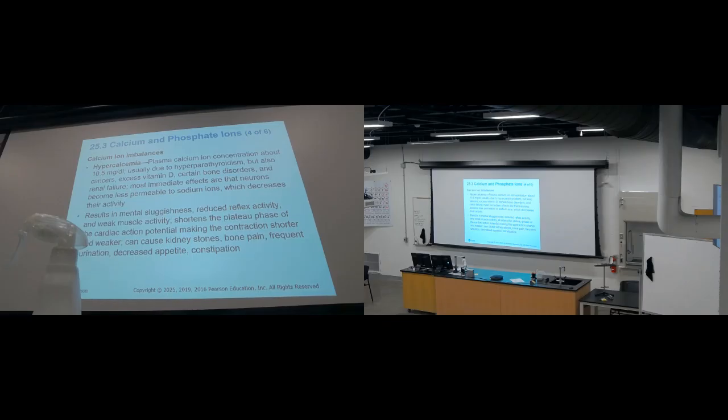And then what can happen if someone has hypercalcemia? They will have mental sluggishness, reduced reflex activity, weak muscle activity, shortening of the plateau phase of the action potential in the cardiac muscle, and then ectopic calcifications in the muscle or even in the kidneys. So you can have kidney stones, decreased appetite, and constipation.